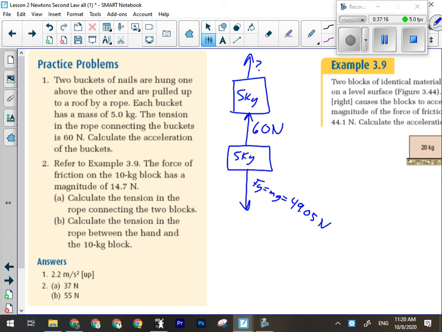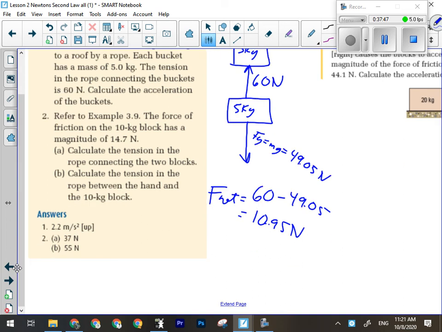But we also have to recognize that because everything in a system accelerates at the same rate, I can use isolated parts of a system to calculate information about the whole system as well. Okay? And that's what we're doing here. So the net force on the bottom bucket will be 60 newtons minus 49.05 newtons. Okay, so that's going to be 10.95 newtons.